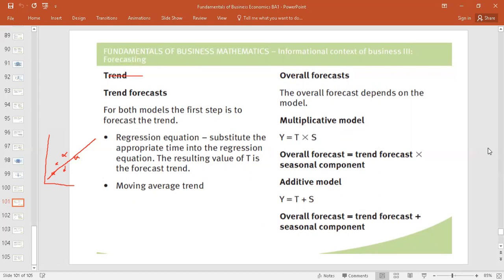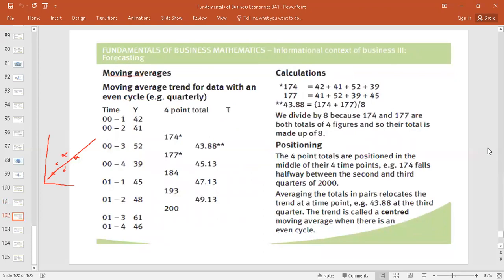Then the overall forecast depends on the model. Multiplicative model: trend into S, the seasonal component. Overall forecast is equal to trend forecast into seasonal component. Let's move ahead and then look at the calculations.